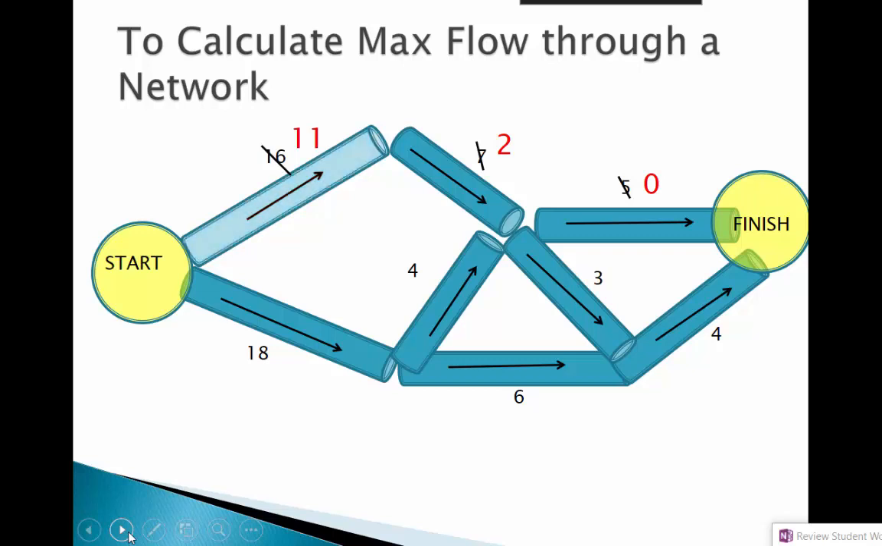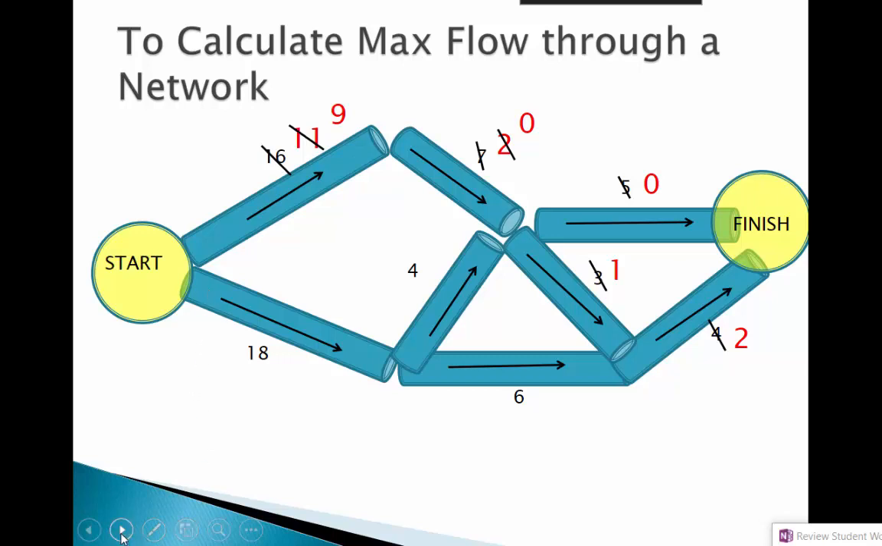If I go this way, then I cross my 4 out. The smallest one on that pathway there is actually 2. So I'm going to cross the 3 out, and I'm going to have 1 left there. I'm going to cross the 4 out, and I've got 2 left in that pathway. And I'm going to cross the 11 out, and I'm only going to have 9 left in that pathway.